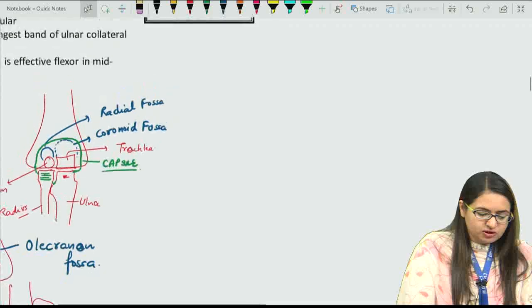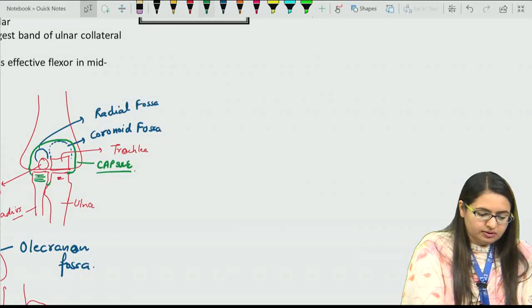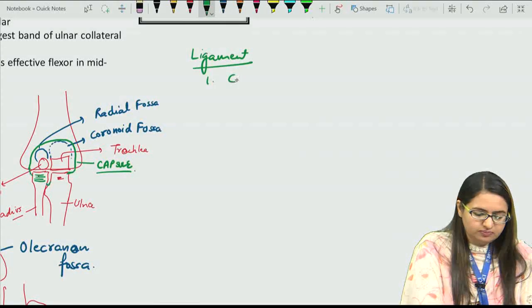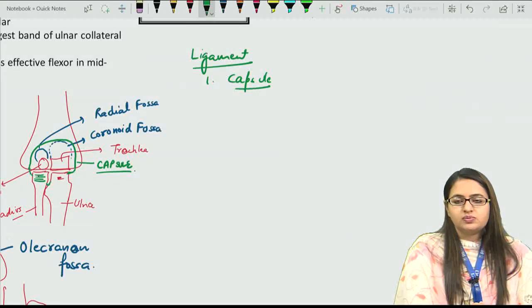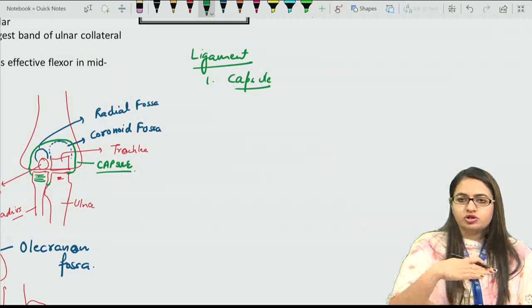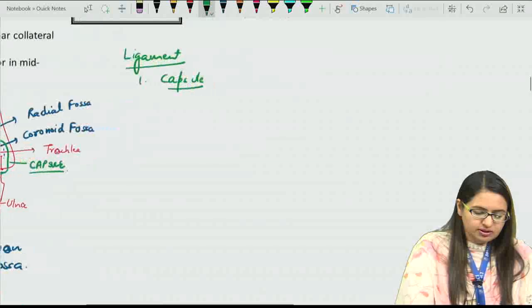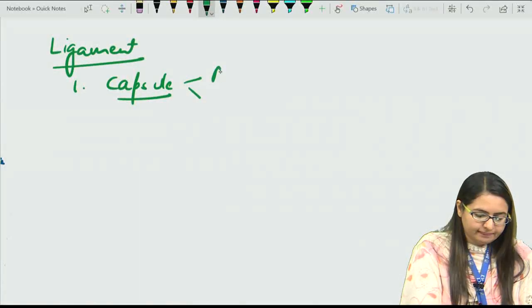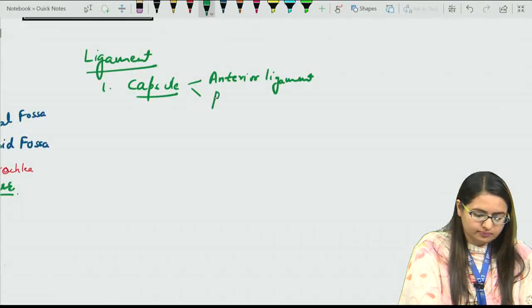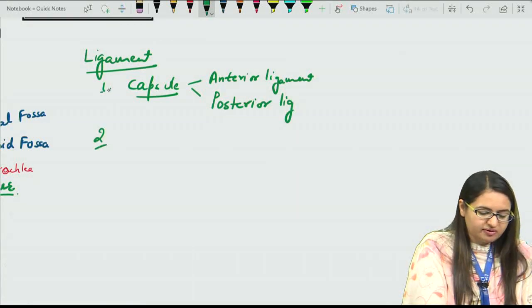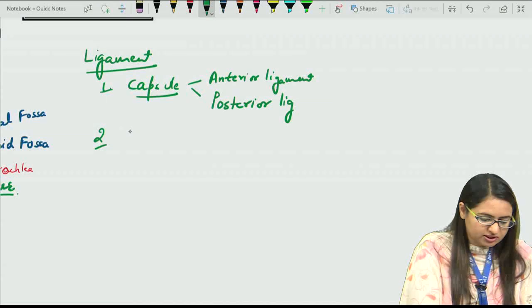If we talk about the ligaments of the elbow joint, one is the capsule. The anteriormost portion of the capsule thickens to form the anterior ligament, and the posterior portion thickens to form the posterior ligament. Apart from this, we have the ulnar collateral ligament and the radial collateral ligament.